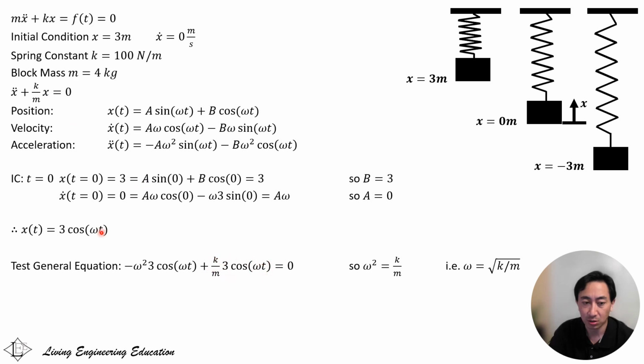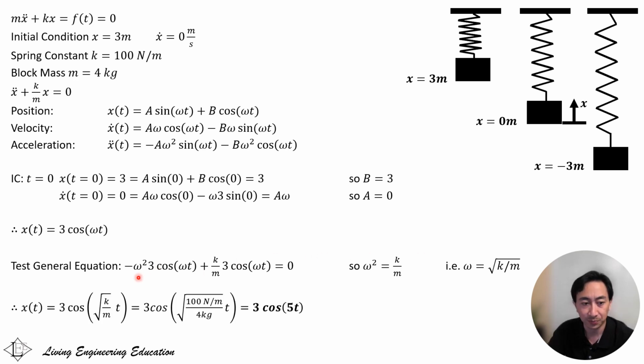This is my x, 3 cosine omega t. So I have a 3 cosine omega t on both of these terms. This is equal to 0, so I could drop that 3 cosine omega t. And I'm just left with negative omega squared plus k over m is equal to 0, or omega squared equals k over m. Take the square root of both sides. Omega is equal to the square root of k over m. Now I have all three: A, B, and omega. So I've solved this problem already.